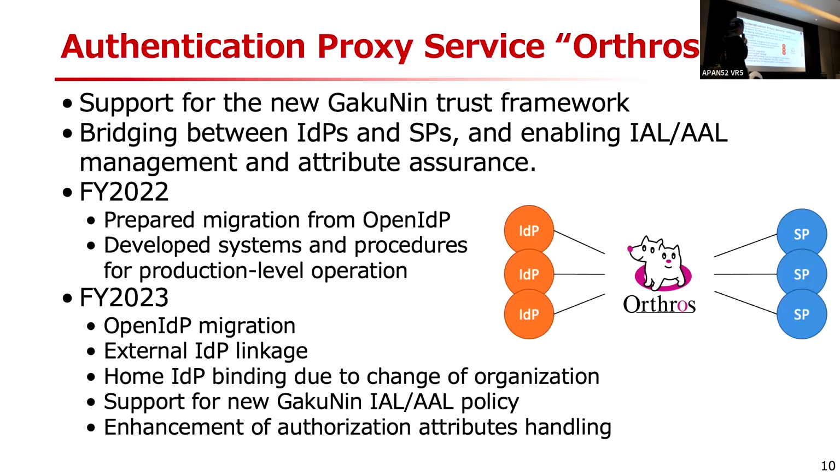And we plan to proceed with external identity linkage, for example, GBIZ ID, which is identity infrastructure operated by the Japanese government, and some social network services such as Twitter, Facebook, Yahoo, and Line services. And also, we will support the new Gakunin policy, and Orthros will support enhancement of authorization attribute handling.